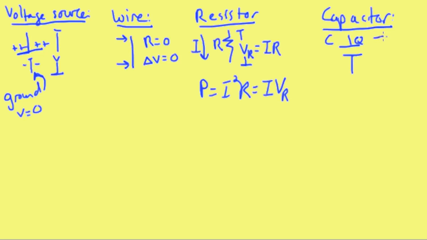Now, the voltage difference across a capacitor, let's call that V sub C, will be the charge on the capacitor divided by its capacitance. And that's just a quick run through of the different circuit elements that you have for your upcoming midterm.